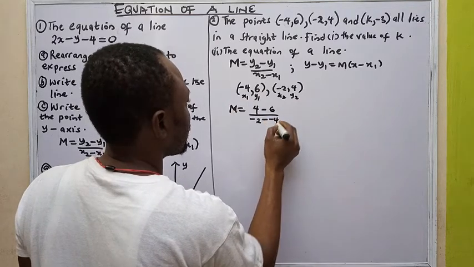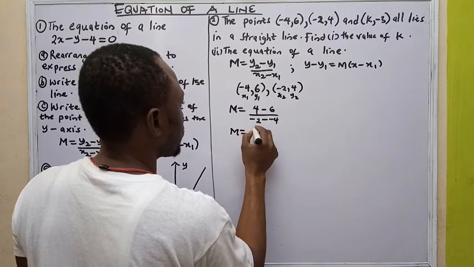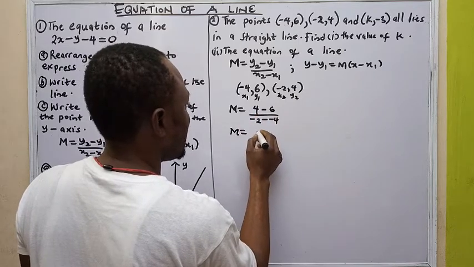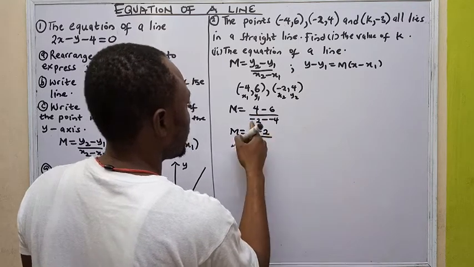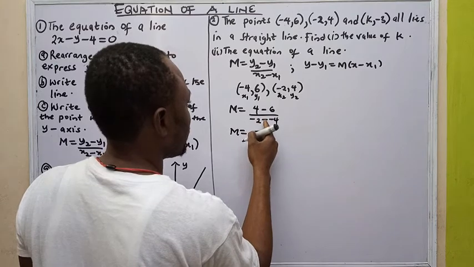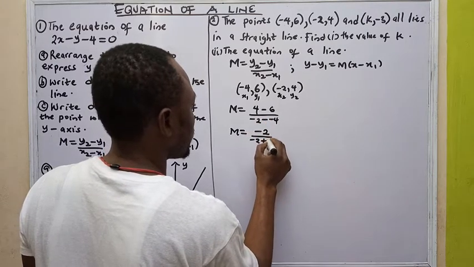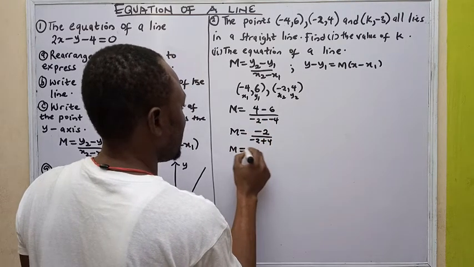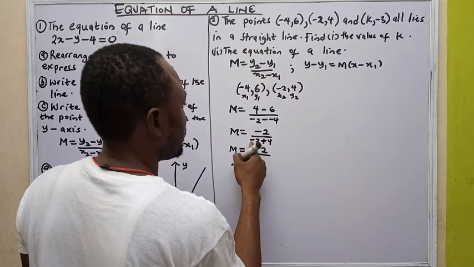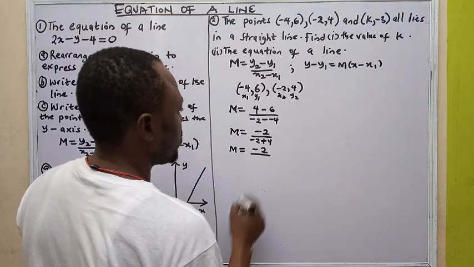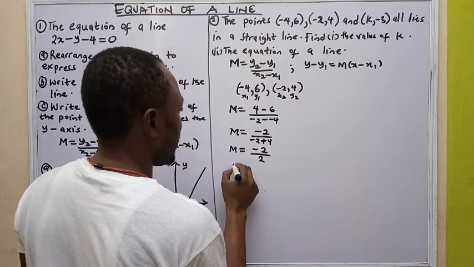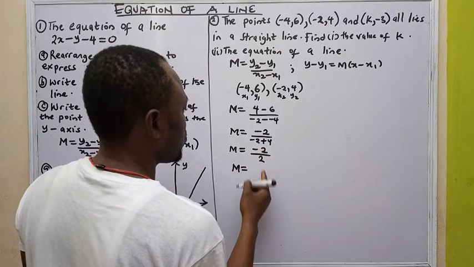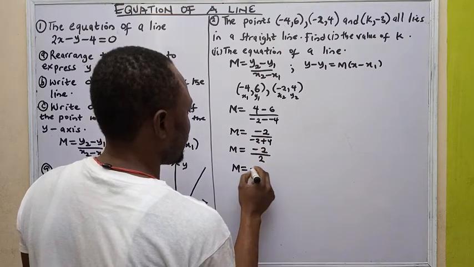x1 which is minus 4. So m will be equal to 4 minus 6, which is minus 2, over minus 2. Okay, minus minus is plus, so I have minus 2 plus 4. So m is minus 2 over minus 2 plus 4, which gives me 2. So m will be minus 2 divided by 2, which gives me minus 1.